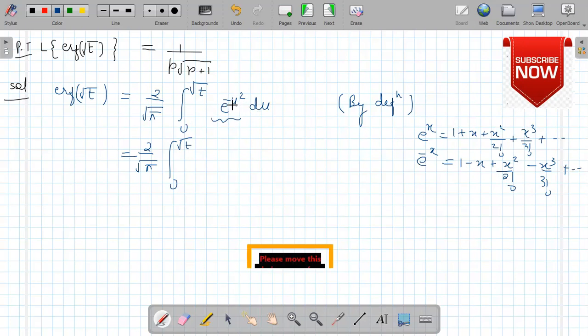So here, in place of x, we replace x by u square. So the value of e to the power minus u square will be 1 minus u square plus u raised to the power 4 divided by 2 factorial minus u raised to the power 6 divided by 3 factorial, and so on. We put this inside the bracket and write here du.